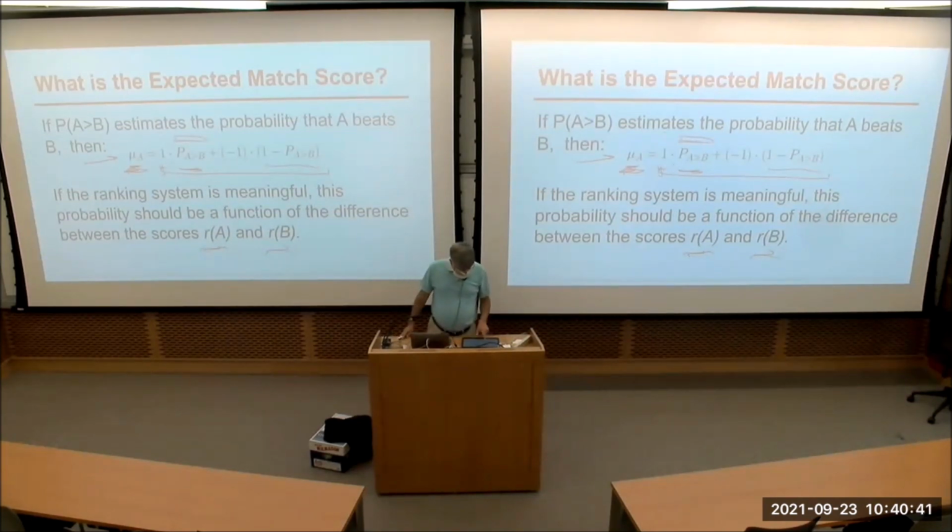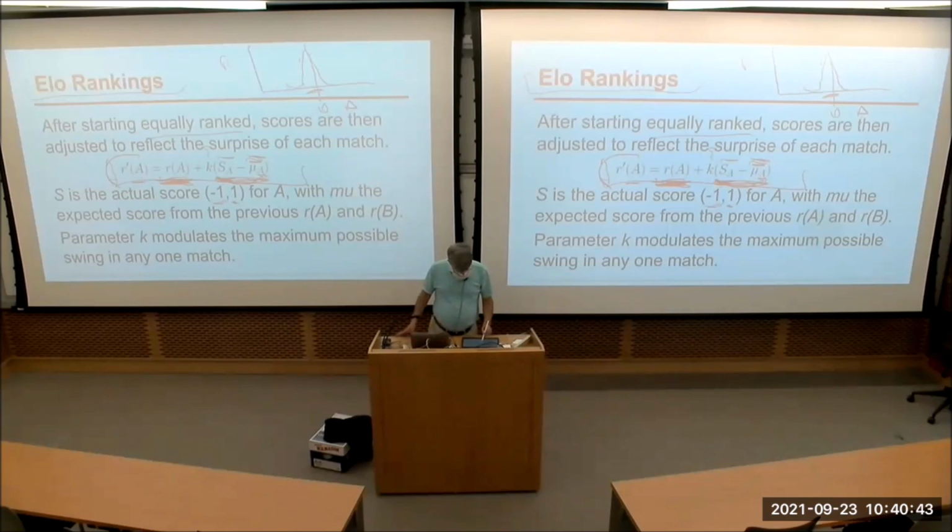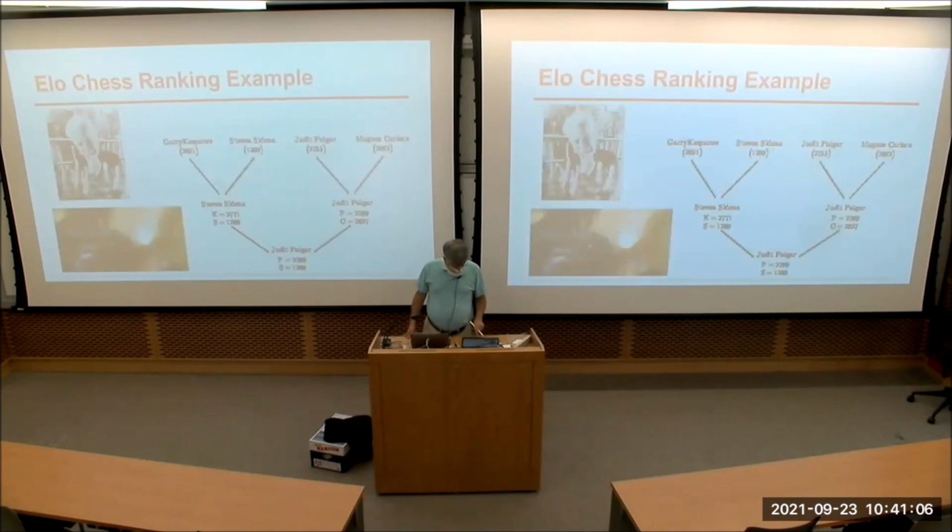How dynamic is it? It depends upon this constant K, which is going to measure how much of a swing do we allow on the basis of a single match. Okay? If K is large, the scores are going to jump all around. If K is small, they're going to need a lot of evidence till they're convinced you're really much better. Okay? Any questions about that?